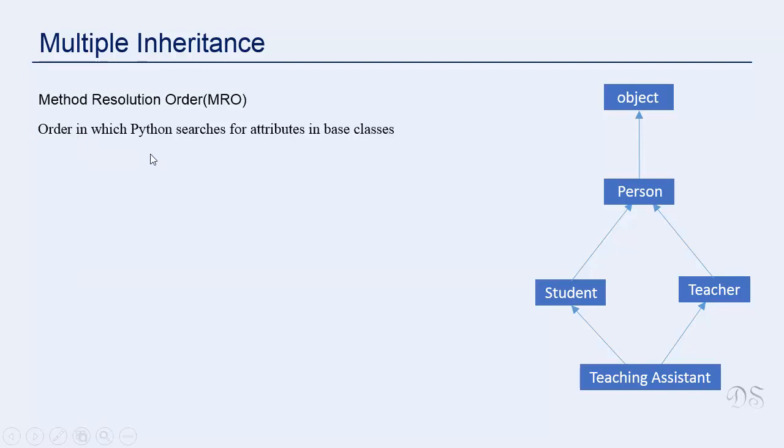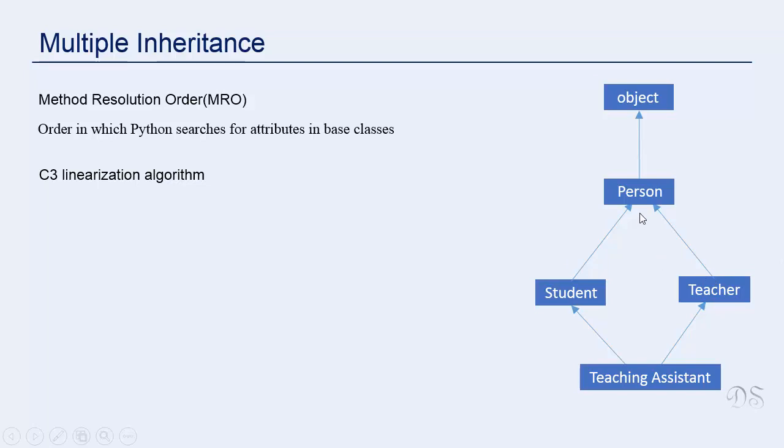The order in which Python searches for attributes in base classes is called method resolution order, or in short MRO. This MRO gives a linearized path for an inheritance structure. So Python computes an MRO for every class in the hierarchy, and the MRO is computed using the C3 linearization algorithm. This algorithm is quite complicated. You can check the documentation if you are interested in the details. But roughly it works in a depth first left to right manner. And it searches each class only once.